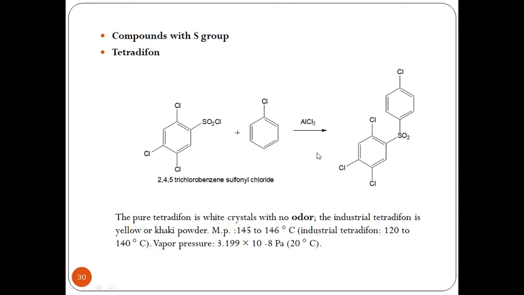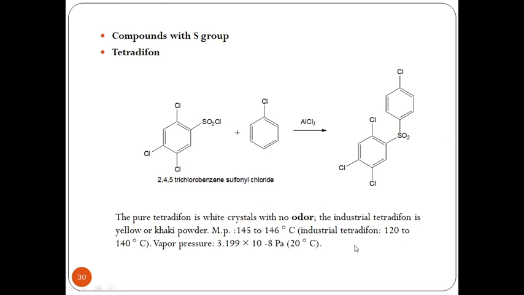Here what happens is SO2Cl, onto which the benzene will go and attack and kicks out Cl as a byproduct called HCl, and then I will be getting a tetradifon system. Now this tetradifon system is a white colored crystal with no odor. The industrial tetradifon is a yellow powder with the melting point of 145 to 146 degrees.